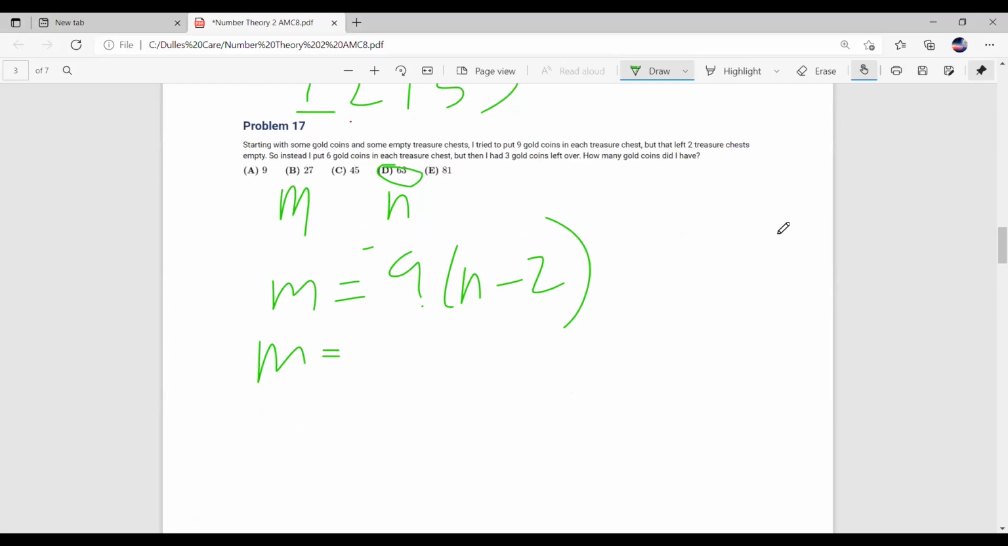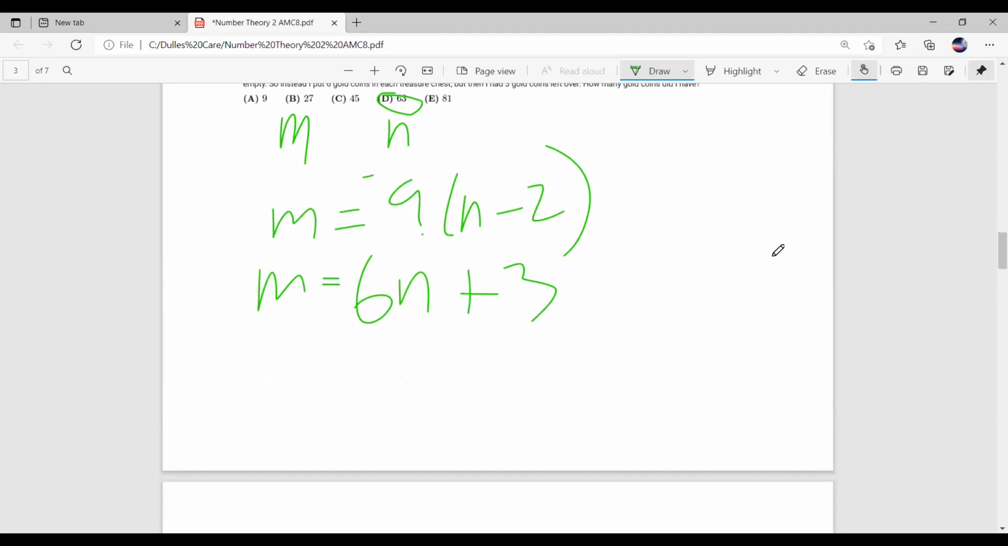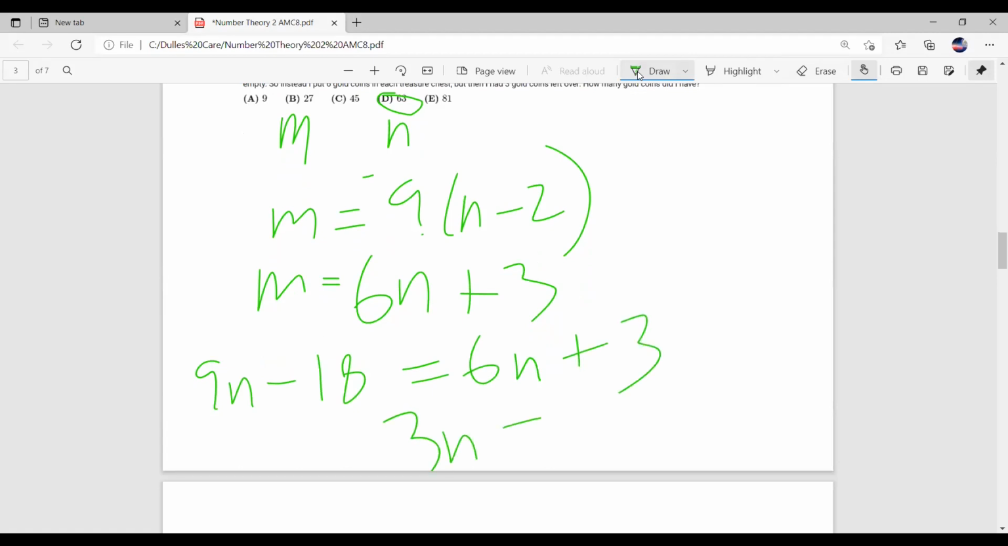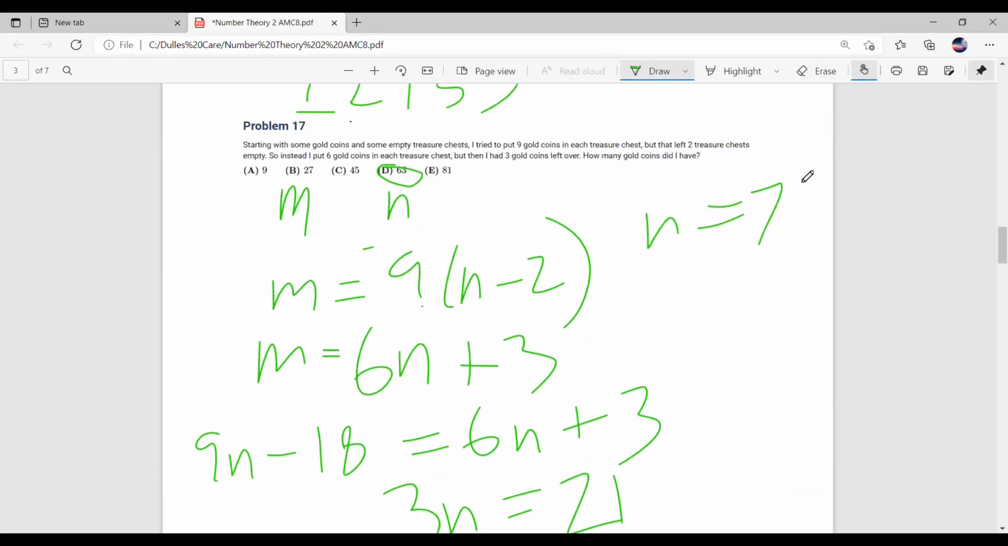Okay, yeah. So then I put 6 gold coins in each treasure chest plus 3. So then M is equal to, well, we can set these equal to each other. So we have 9n minus 18 is equal to 6n plus 3. So 3n is equal to 21, so then n equals 7. That's a far easier way to do this. I was being really dumb about this.